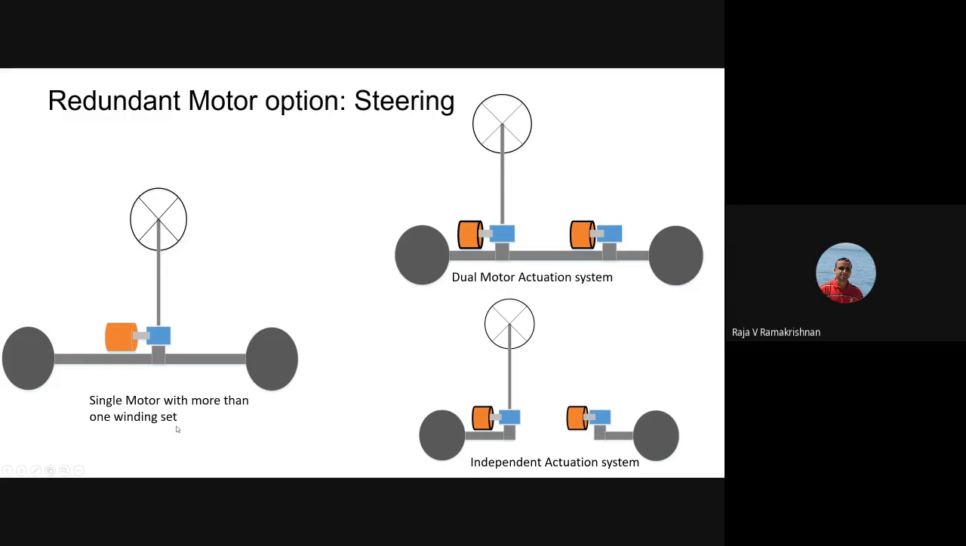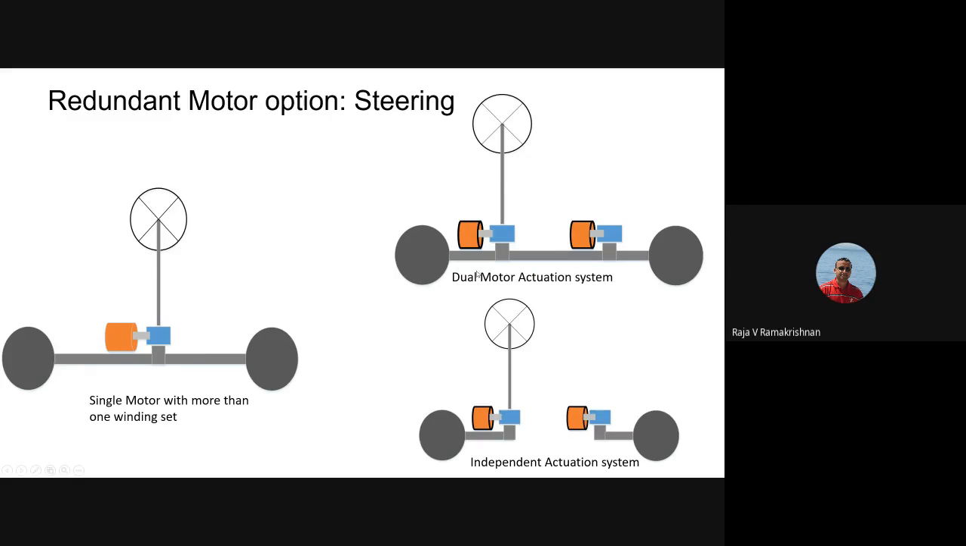Now, for a motor, redundancy in the design comes from winding sets. So basically, a single motor can have more than one winding set. That means there are two winding sets or multiple winding sets. Therefore, even if a winding short happens, you can quickly work with the other winding set. You may not be able to provide the full performance, but at least you can quickly provide partial performance and keep on moving the system.